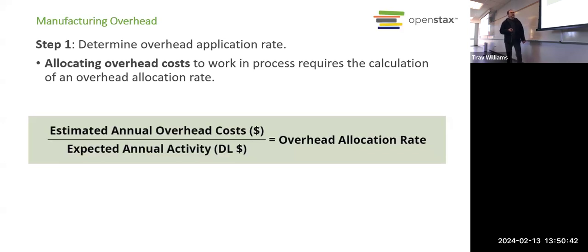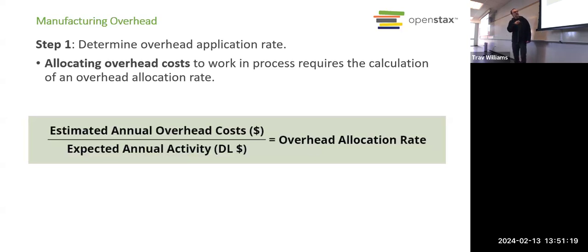So the way you do it is first you have to estimate what you think your overhead costs are going to be for the entire year. How would you do that? How would you estimate what your manufacturing overhead costs are going to be for next year? Exactly. You would look at the previous years and say, hey, last year we had $100,000 of manufacturing overhead. We think our production is going to be 10% higher. So let's just add 10% and we'll say $110,000 of manufacturing overhead for the next year. So yes, you base it on your previous years.